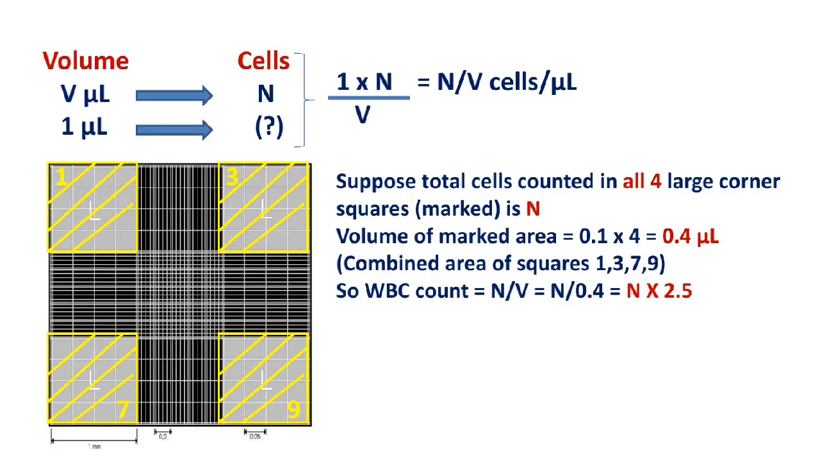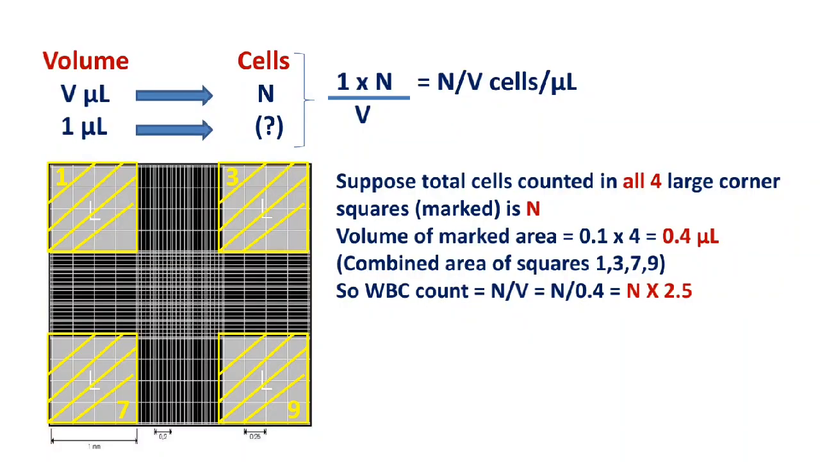Suppose we count n cells in volume V. Then in 1 microliter of volume, there will be exactly n/V cells. For example, if we count a total of n cells in the 4 large corner squares for the WBC count, then the volume we counted will be 0.4 microliter, but the WBC count is per 1 microliter. So we have to divide n by 0.4, and thus the WBC count will be n times 1/0.4, which equals n times 2.5. But still, we have reduced our work by only a factor of 2.5.